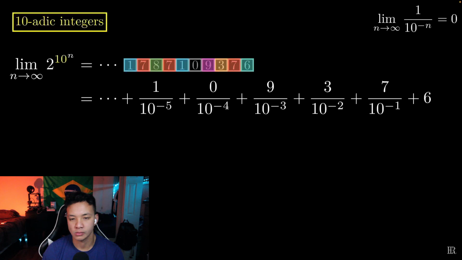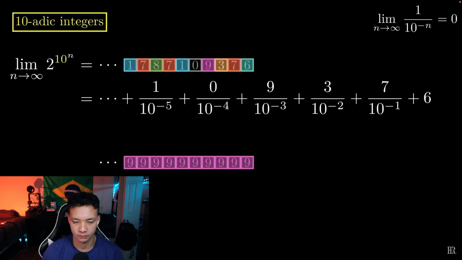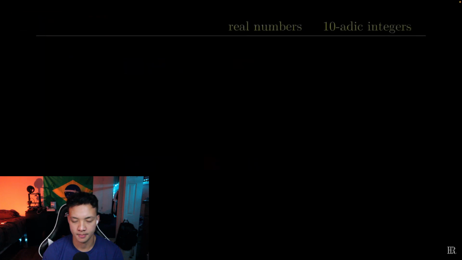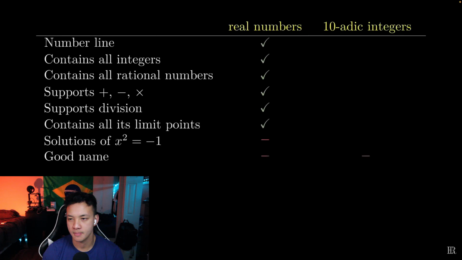So we know what a 10-adic integer is. It's essentially an integer, but where you allow the digits to keep going infinitely far to the left. Now we can revisit our table of properties and ask which properties hold for the 10-adic integers. But here's the bad news. There's no 10-adic number line.